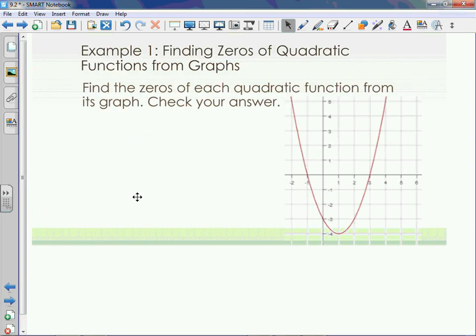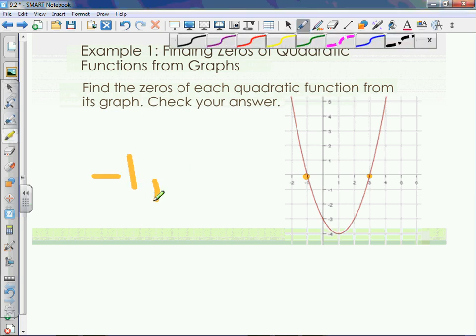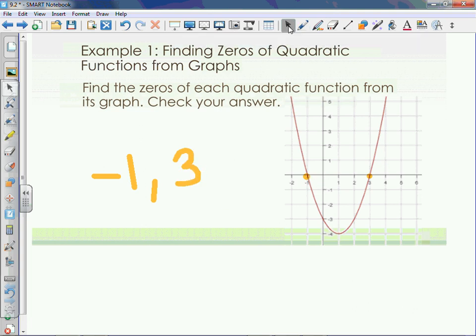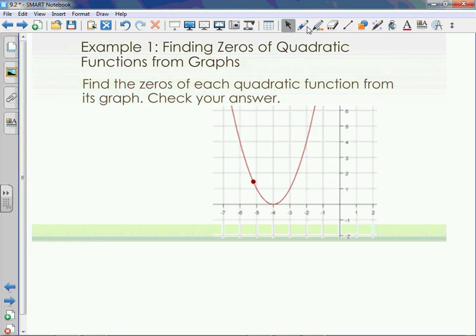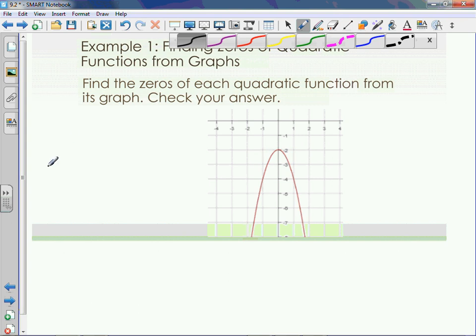All right, so here's an example. On this graph, there are 2 zeros, one here and one here. Well, when you are saying what the zeros are, you should list them like this: -1 and 3. And again, you're just seeing where they cross the x-axis. This one only has 1 zero right here because it touches the x-axis once. So the zero is -4. And lastly, this one has no zero, so I'm just going to write none.